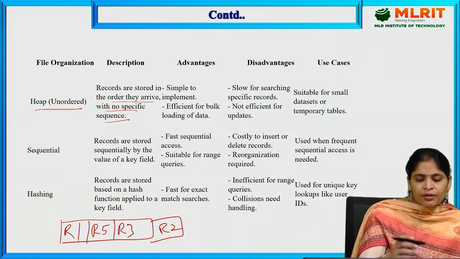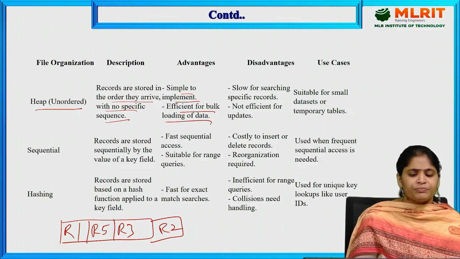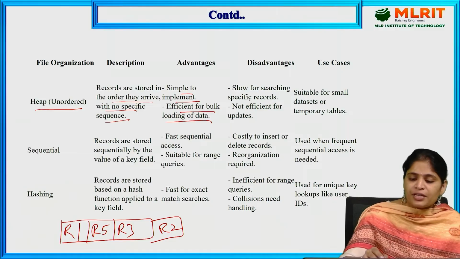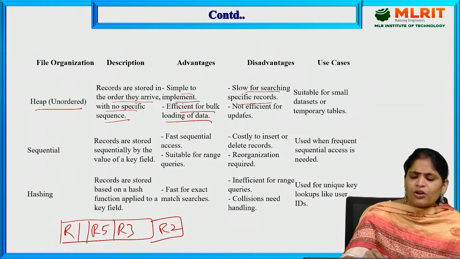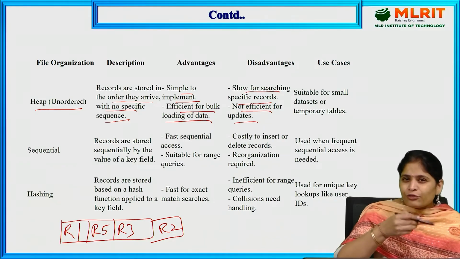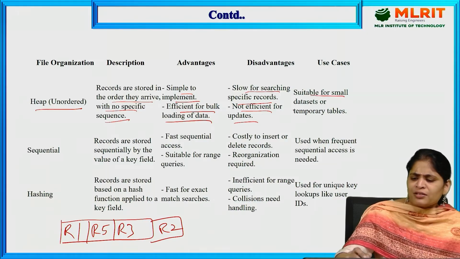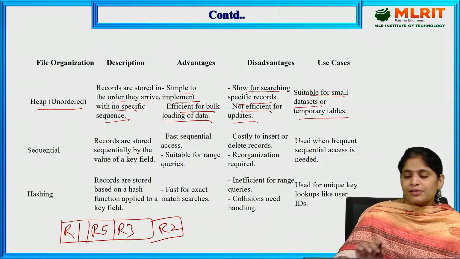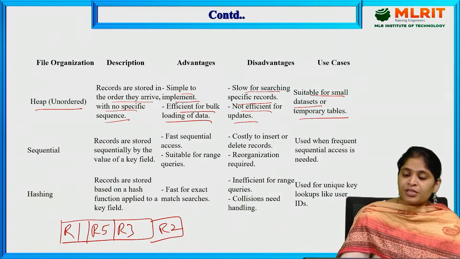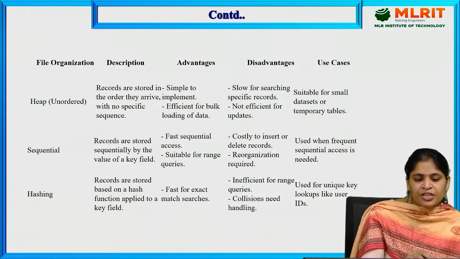What are the advantages? Simple to implement, efficient for bulk loading of data. That is one of the advantages. And the disadvantages: slow for searching specific records, not efficient for updates. Why? Because we have to search sequentially, one after the other. It is suitable for small data sets or temporary tables, where these heap unordered organizations will be used for small data sets.